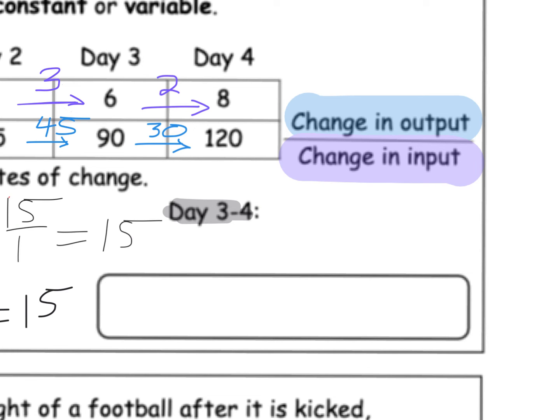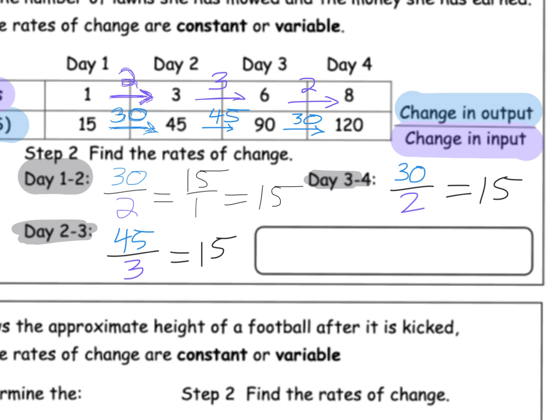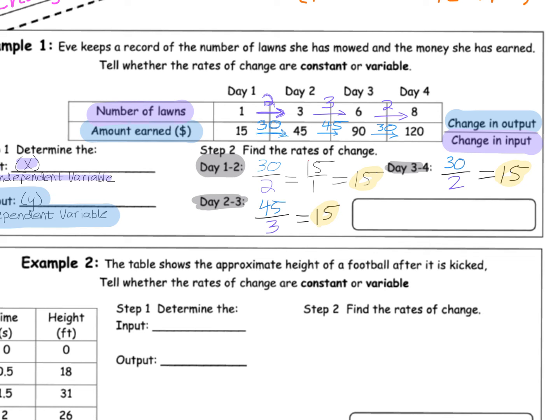And finally, my rate of change from day 3 to day 4, we've got 30 in the numerator. Let me put the right color in there. 30 in the numerator, and we're going to divide that by 2 in the denominator, which means this also simplifies to 15. So after comparing each individual change in our output to our change in our input, they all simplify to 15, which means that this does in fact represent a constant rate of change, because each of them simplified to the same value.